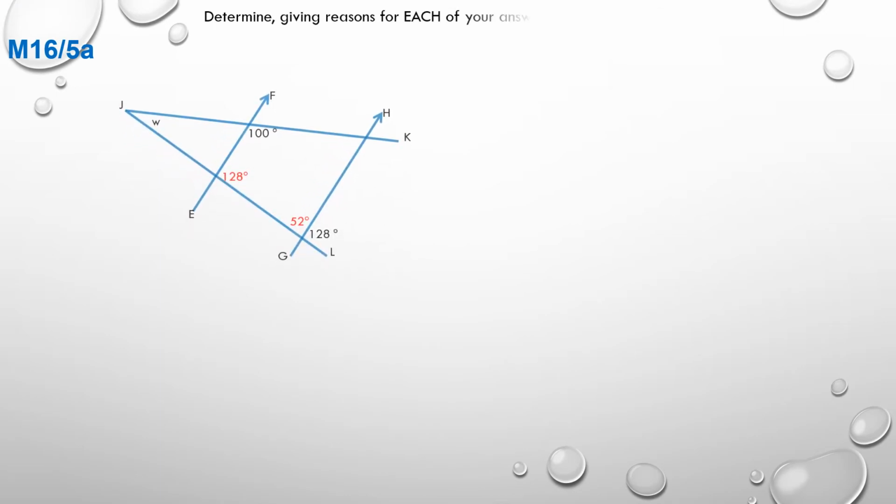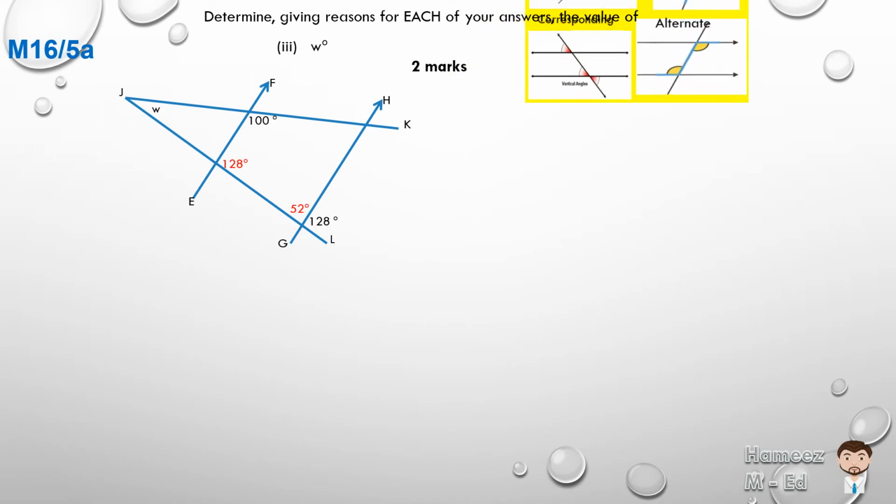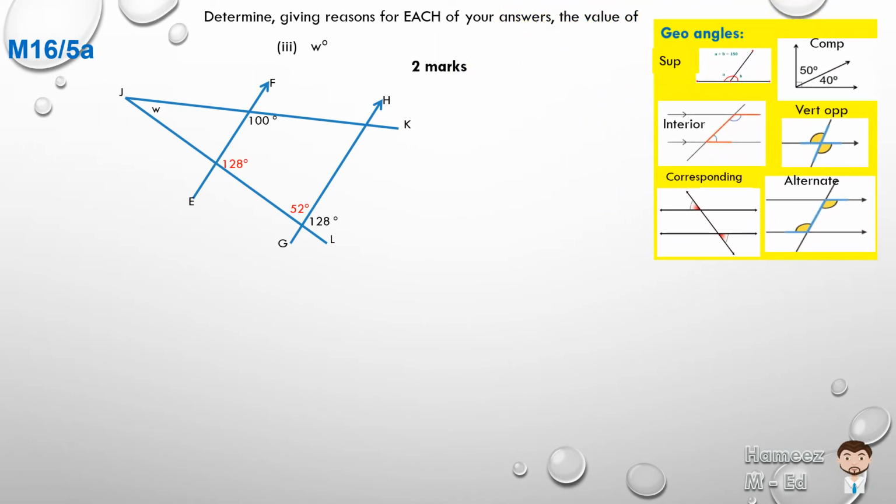May 2016, number 5a, determine, giving reasons for each of your answers, the value of part 3, w degrees. Now, let's look at our diagram, and we have the list of rules on the right side. And why do I put this? For students who are getting problems, for them to look at it quickly and be able to extract.